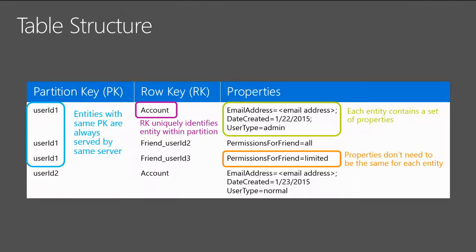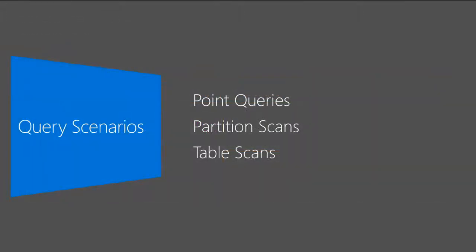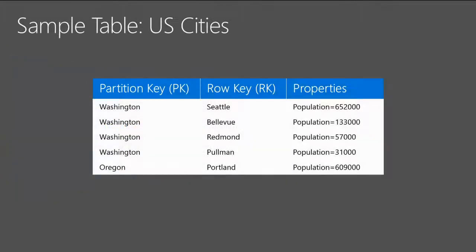But also in table storage, you don't have to have the same properties for each entity. There's no schema applied, so you can have different properties for different entities. That's totally fine. That's just a quick overview of table structure. So let's talk query scenarios. We're going to walk through point queries, partition scans, table scans.